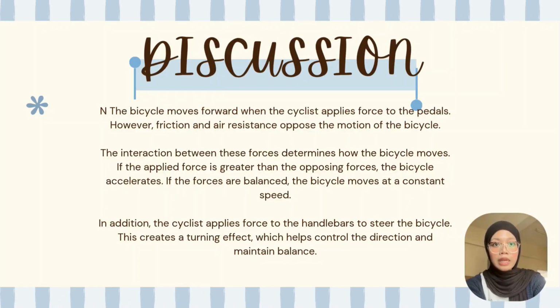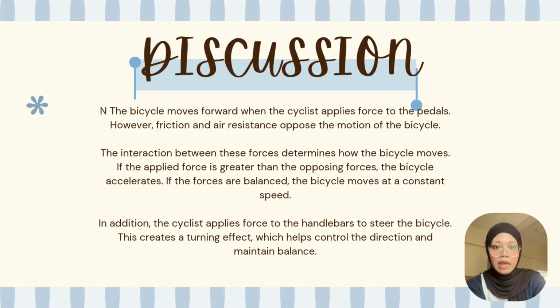Okay, now I would like to discuss how mechanic principles are applied in cycling. The bicycle moves forward when the cyclist applies force to the pedal. However, friction and air resistance oppose the motion of the bicycle. The interaction between these forces determines how the bicycle moves. If the applied force is greater than the opposing forces, the bicycle accelerates. If the forces are balanced, the bicycle moves at a constant speed.